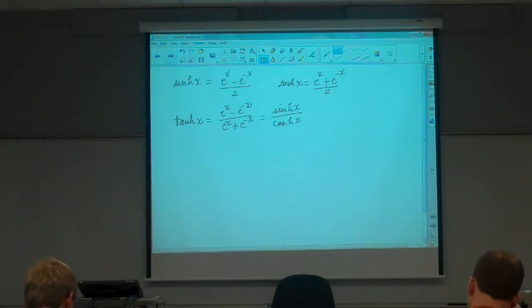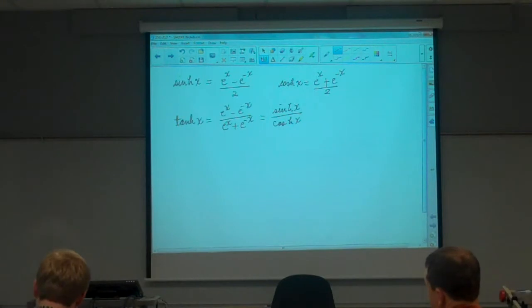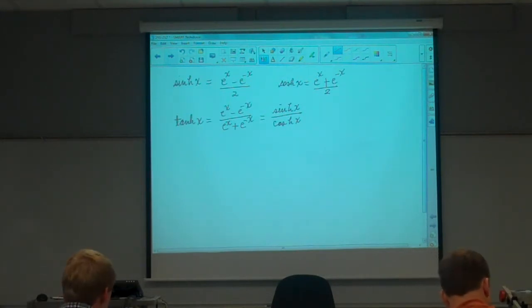Now do you see what I mean about cousins? The trig functions have angles as their argument. The hyperbolics have exponents as their argument. That makes them completely different. But yet in some ways they behave the same. In a lot of ways they behave the same.